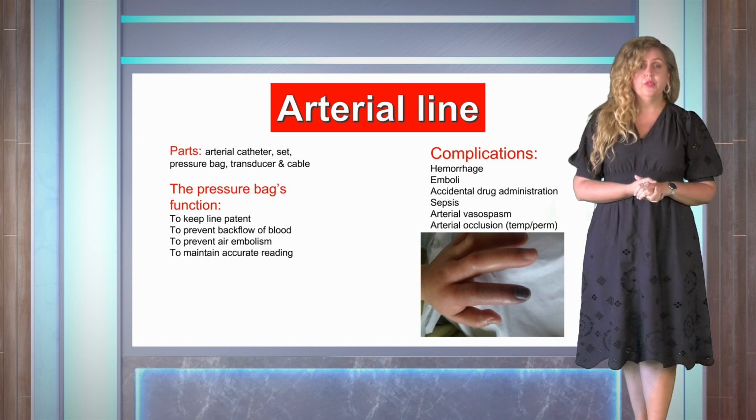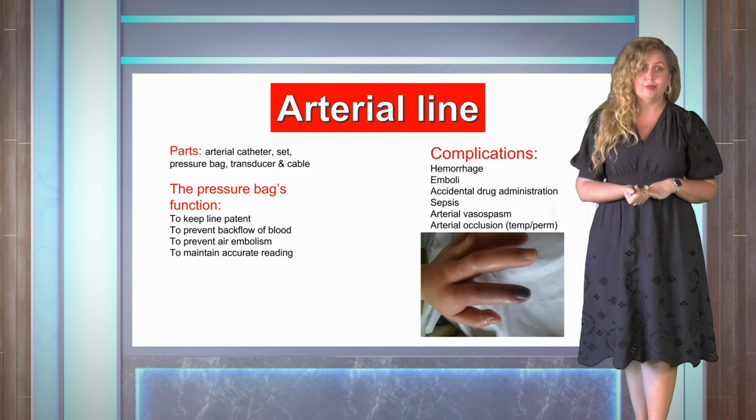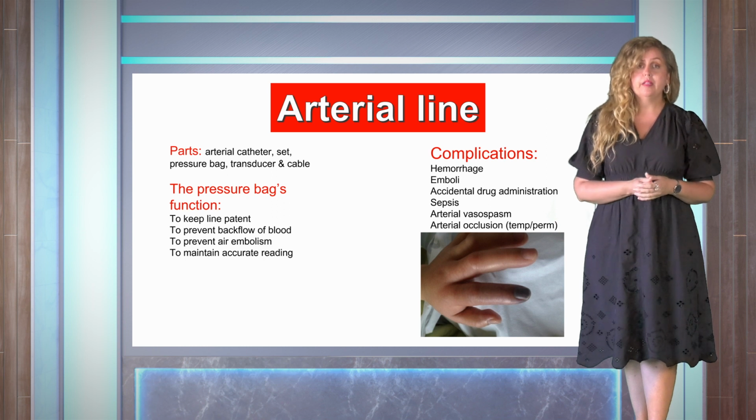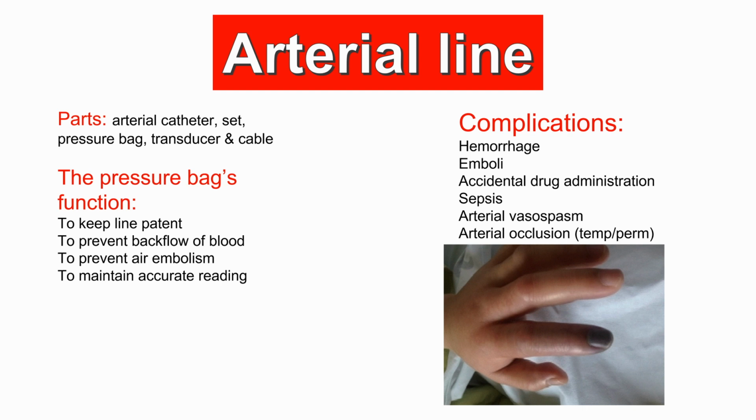Okay, so some parts that we need for an arterial line: we need an arterial catheter, we need the set, we need a pressure bag, a transducer, and cable. And I just wanted to quickly mention how important that pressure bag is. What is its actual function? It's to keep the line patent. We pump it up to 300 millimeters of mercury, and that ensures the delivery of 3 mils per minute. It prevents backflow of blood, which, if we have a backflow, might cause a thrombus. It prevents air embolism, and it maintains accurate readings.